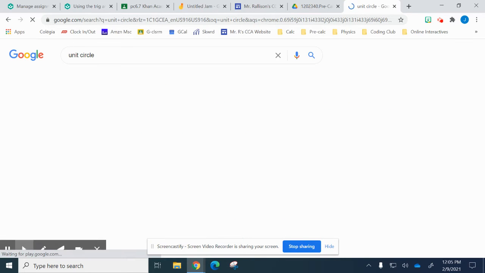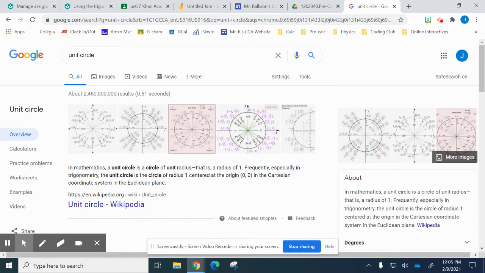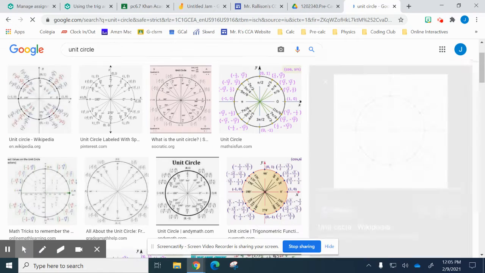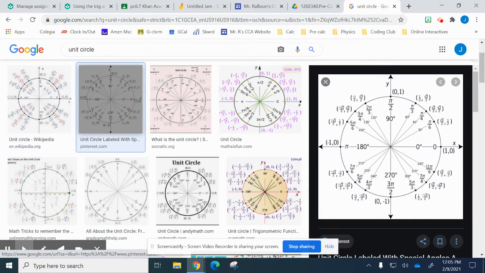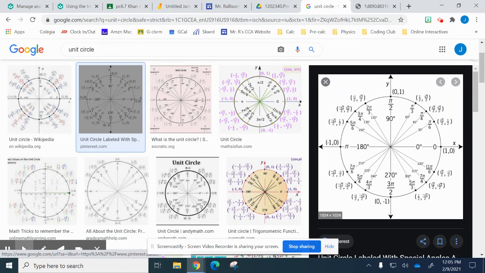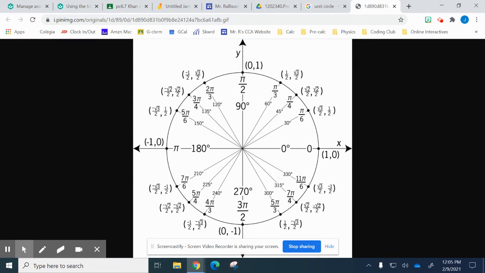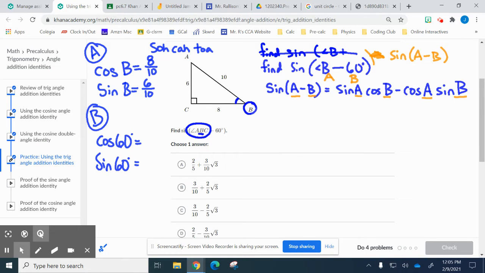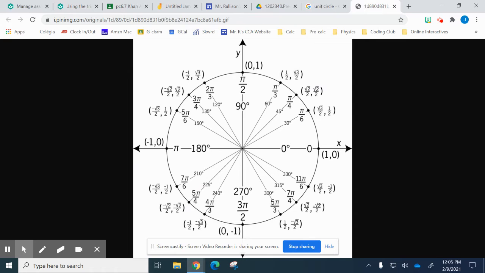It's not hard to find at all. That first one was too big, it didn't fit on the screen, so I'm going with the second one. I'm going to open the image in a new tab so that I can see it like that. There we go. Okay, so what are we looking for? We are looking for the sine and the cosine of 60 degrees. And remember, you do have to know how to construct this yourself. Here's 60 degrees right here.